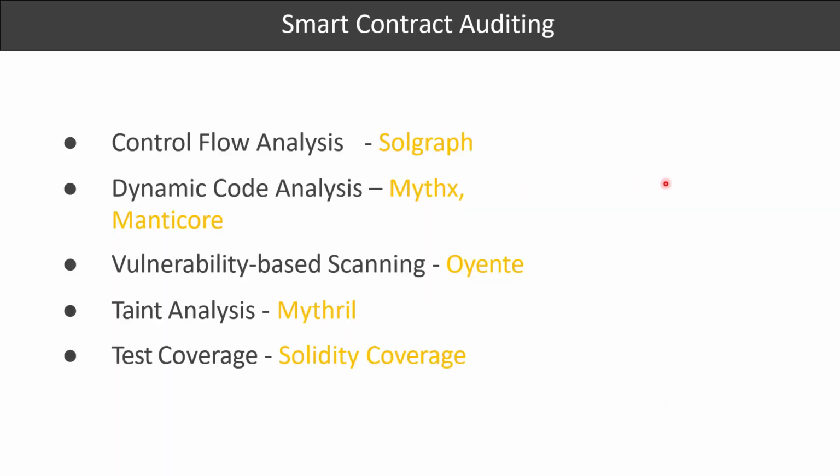There are more and more tools coming on the market for smart contract auditing. For contract flow analysis, there is a tool called SolGraph, and Sol is short for Solidity. For dynamic code analysis, Mythril and Manticore. Vulnerability scanning tools, also taint analysis, so looking for any kind of possibilities in low-level code. That's what taint analysis is doing. And test coverage. Most Solidity tools do come with unit testing, so you can actually validate that all of your functions are being tested.